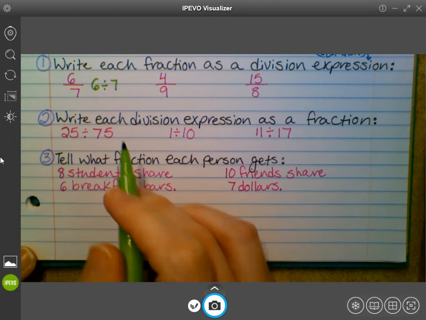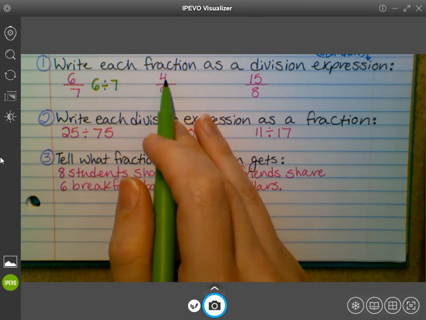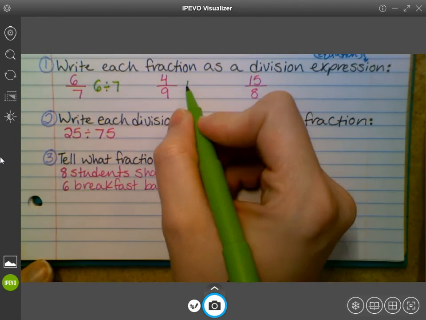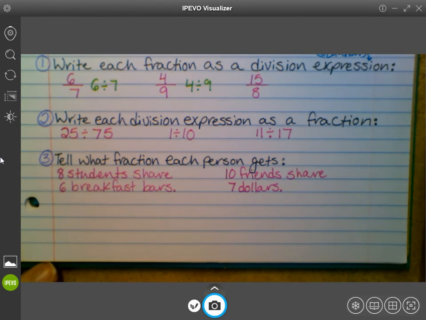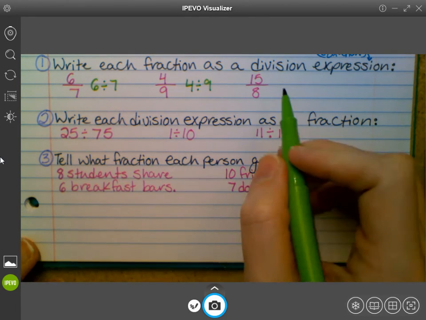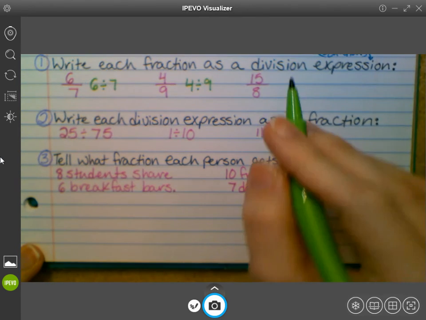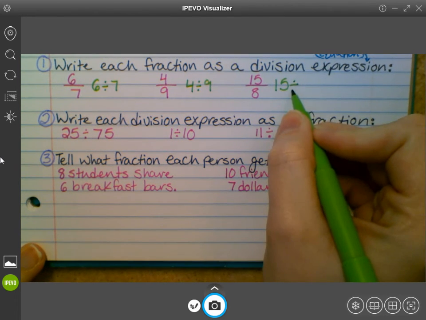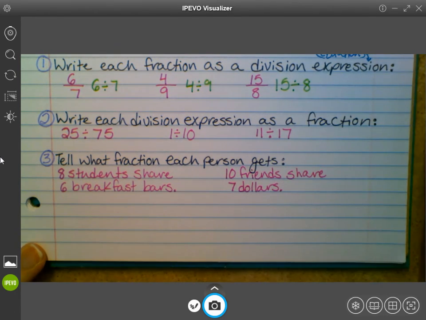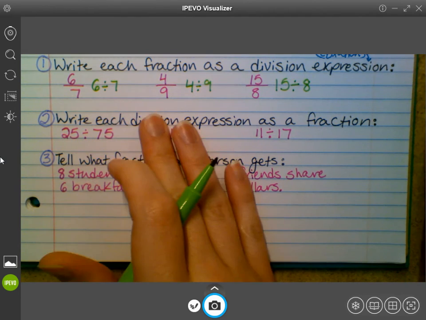Nice. So on our second one, 4/9, that's the same as 4 divided by 9. Give me a thumbs up if you got that one correct. Nice. And then our third one, 15/8, that is the same as 15 divided by 8. Give me a thumbs up if you got that one correct. Nice work, 5th grade. So how do we feel about writing a fraction as a division problem?